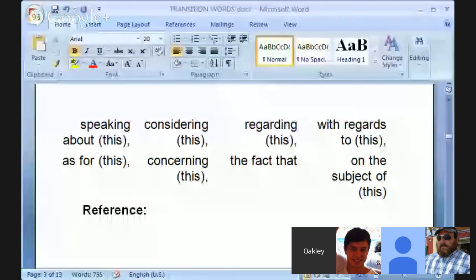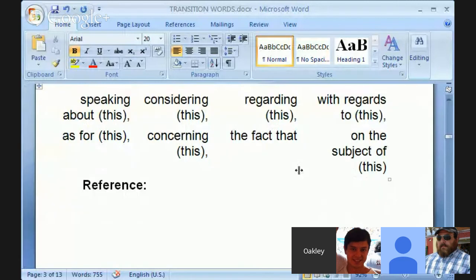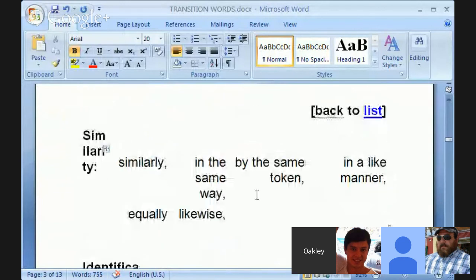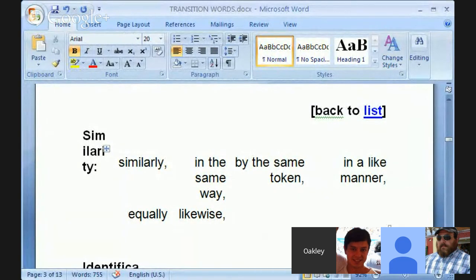Any questions about these reference transitions and how they're used? No? Okay, we're going to continue. Let's look at transitions that show similarity. These are interesting. Let's try something totally different. Alejandro, can you pick one of these, similarly, in the same way, by the same token, in a like manner, equally, likewise? Pick any one of them and try to make a sentence.